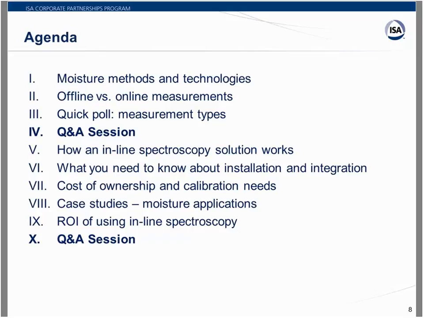What do you need to know about an installation and the integration issues? What's the cost of ownership? What it takes to do the calibration, and then we're also going to look at some case studies and then talk about the overall ROI. So to get this started, I'm going to turn this over to Bob.